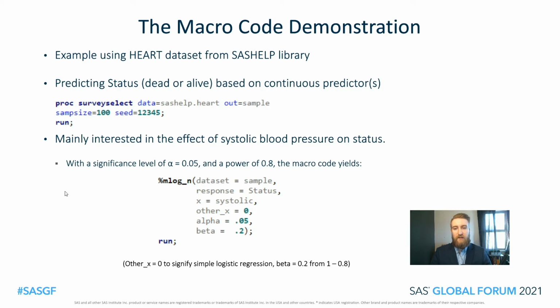So if we say we're mainly interested in the effect of systolic blood pressure on status, and we use a significance level of 0.05 and a power of 0.8, the macro code is going to look like this. Keep in mind we're looking at the simple case here, so we don't have any other x's. It's going to be just 0, and we're using just systolic blood pressure. And our beta is going to be 0.2 because we want a power of 0.8, calculated from 1 minus 0.8 is 0.2, so that's where that came from.